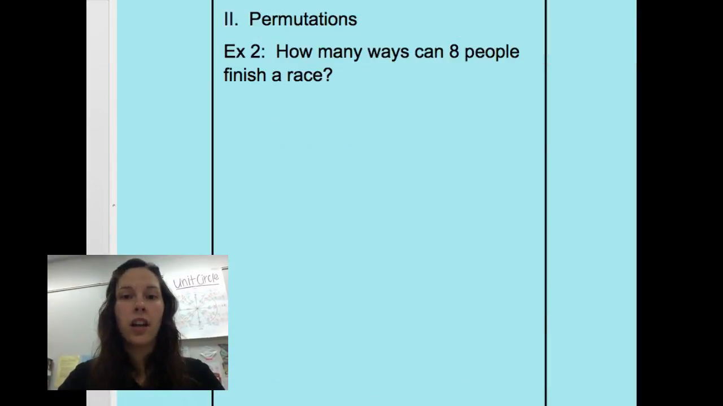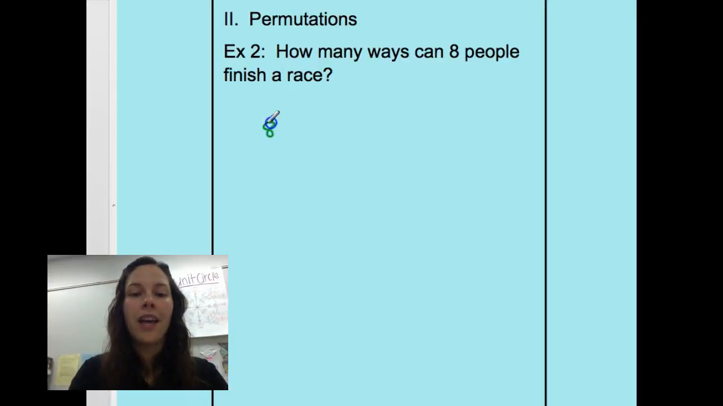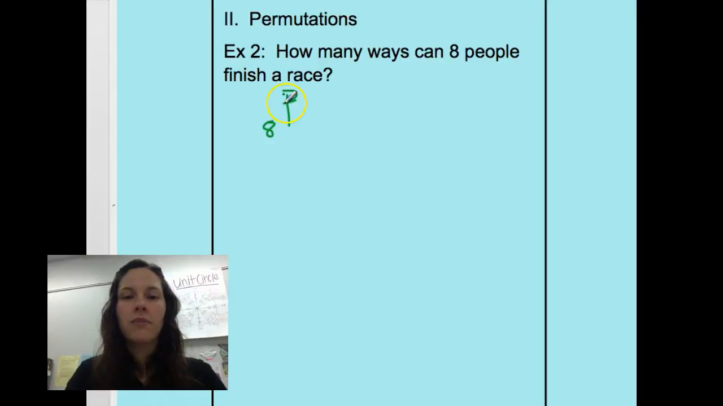Next, we're going to take a look at a couple of examples of permutations. So our first example is how many ways can 8 people finish a race? So in this case, we have 8 people in the group. The order matters. First place obviously is very different from last place. And we are choosing all 8. We're assuming all 8 will finish the race. So 8P8. Let's look at the formula real quickly.